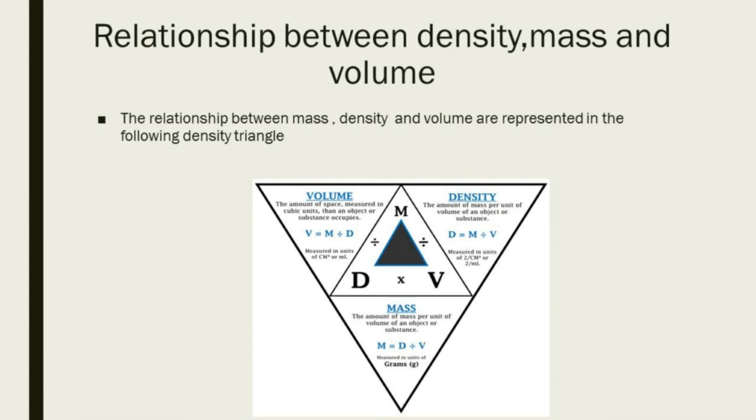Relationship between density, mass and volume. The relationship between mass, density and volume is represented in the density triangle. From the density triangle, we can derive the formulas very easily. So, if I need density, what's the formula? It is m divided by v. So, mass per volume. If I need mass, what's the formula? D into v. So, density into volume. If I need volume, what's the formula? M divided by D. So, mass per density.